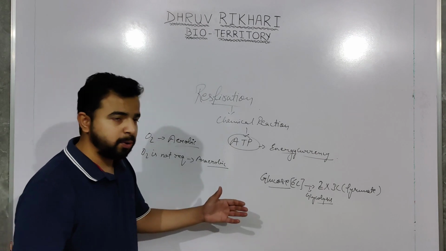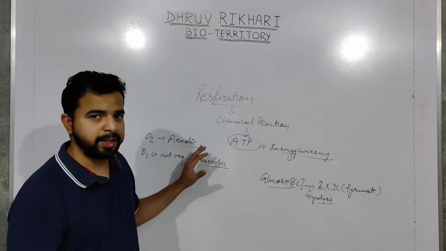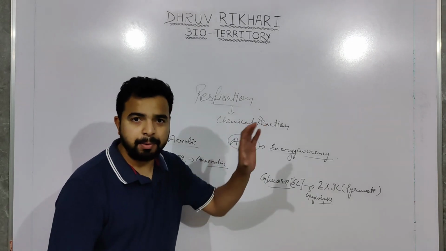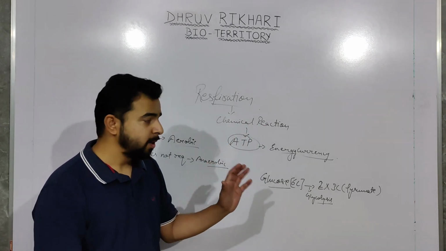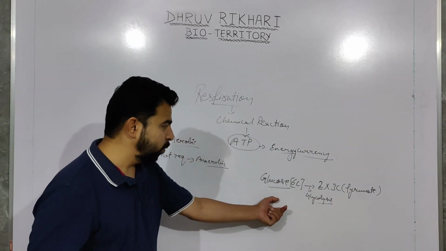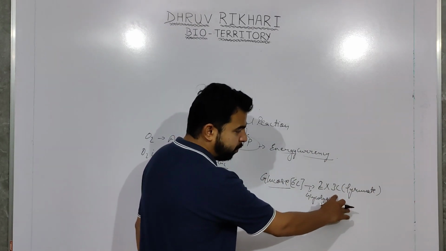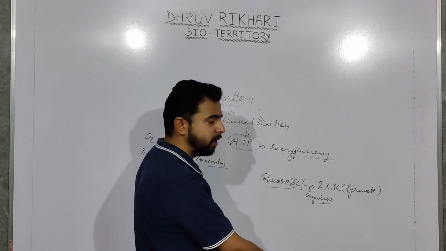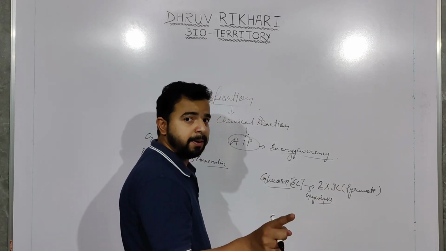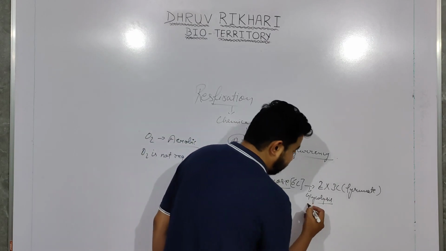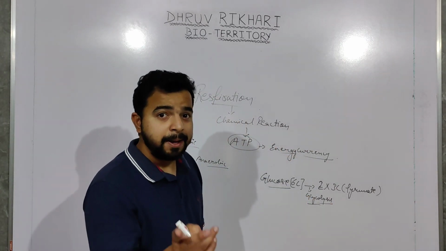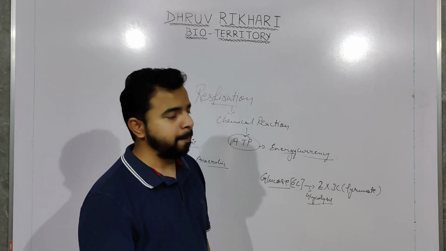Now please try to understand what is happening in respiration. Respiration is actually a chemical reaction, where a catabolic reaction is taking place. The formed products are getting broken down. So glucose will convert into 3-carbon molecules, 2 molecules of 3-carbon, by the process of glycolysis. This glycolysis process is taking place within the cytoplasm of the cell.